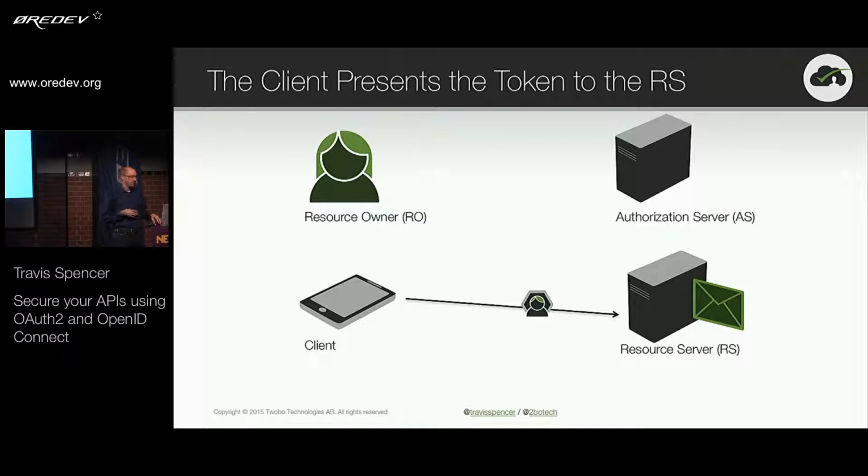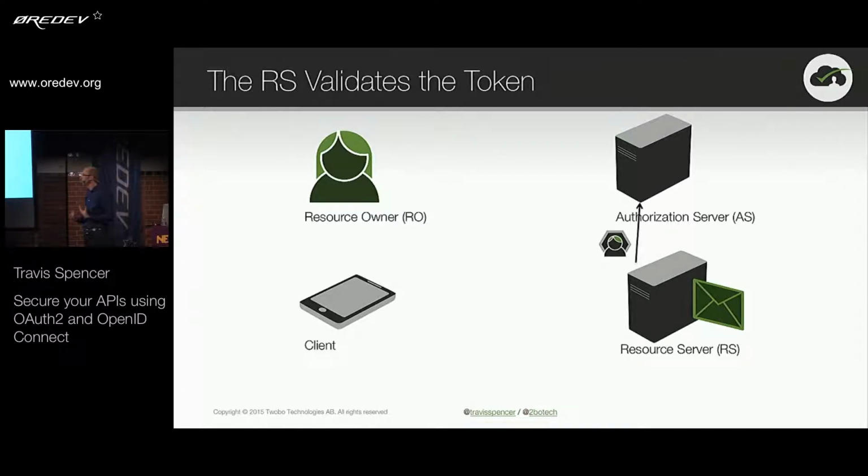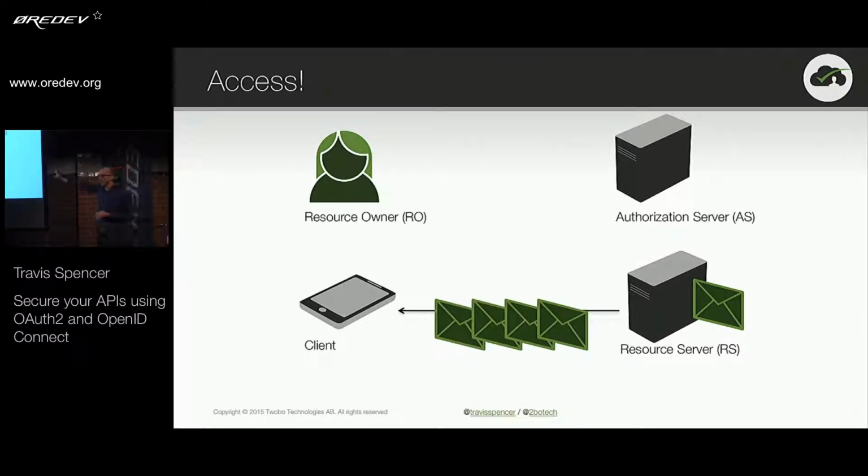To determine this, it will do a verification of that token. It could be done online, like by making a direct communication to the token server, but it could also be offline using a digital signature verification. But then that resource server will make an authorization decision and decide, should I release this data? And if it deems that it should, then the information will be returned. So this is one flow in OAuth.